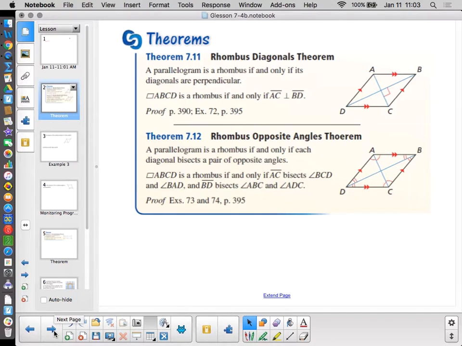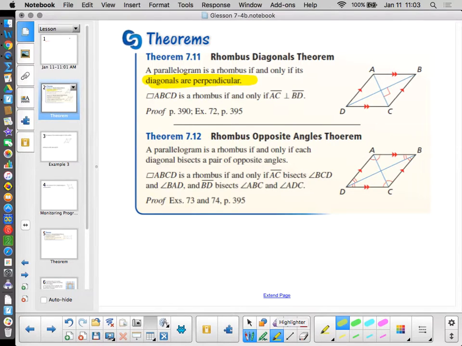The rhombus has two special characteristics for its diagonals. The first special characteristic is that the diagonals are perpendicular. They intersect to form a right angle. So if I have diagonals that are perpendicular and also bisect each other, because in order to be a parallelogram it has to bisect each other, then I know I have a rhombus. So I can determine the type of shape it is strictly from the diagonals.